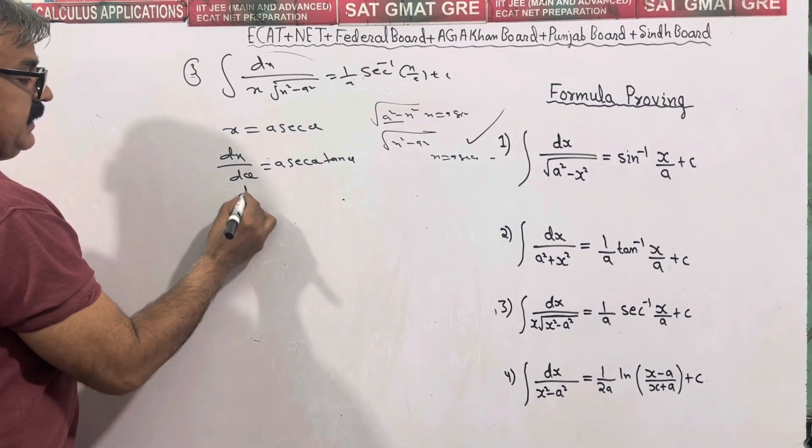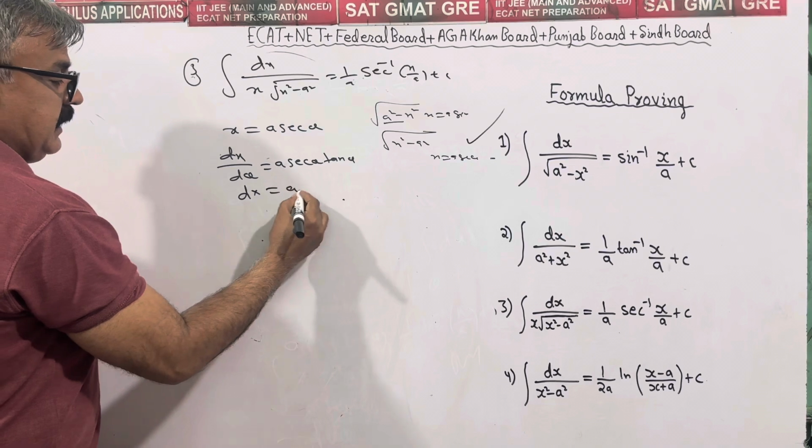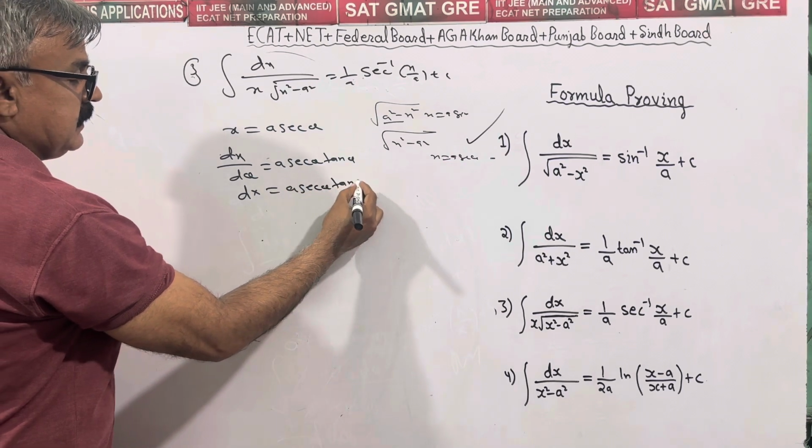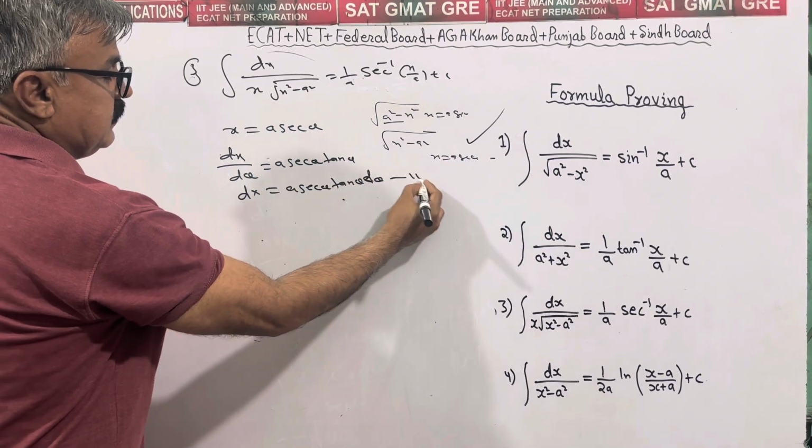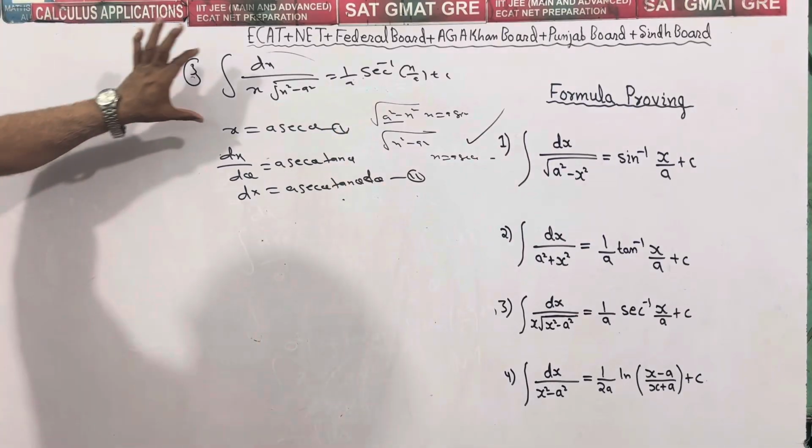Find the value of differential dx. Shift d theta over there: dx equals a sec theta tan theta d theta. Utilize both these values in the original integral.